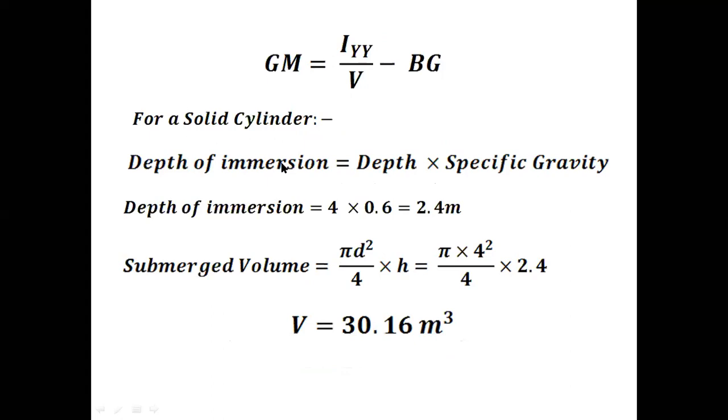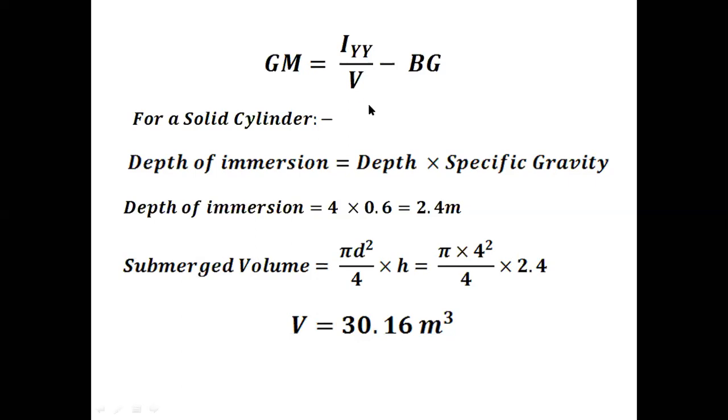So the procedure is simple. First, you have to calculate the depth of immersion of the object. Using that, calculate the submerged volume. Then look into the object type, whether it is a pontoon, or a rectangular lamina, or a circular lamina. If it is rectangular or triangular, as I said, the moment of inertia is going to vary. Since in this problem it is a solid cylinder, the moment of inertia formula with respect to x and y has remained constant, that is pi d to the power 4 by 64.